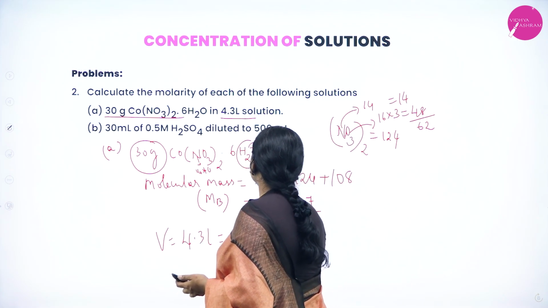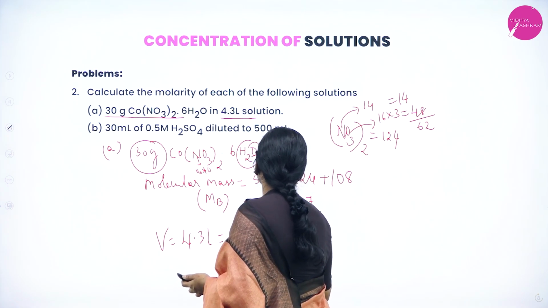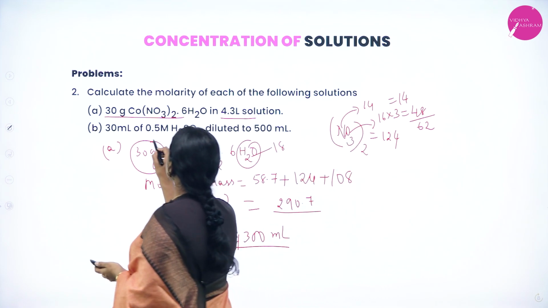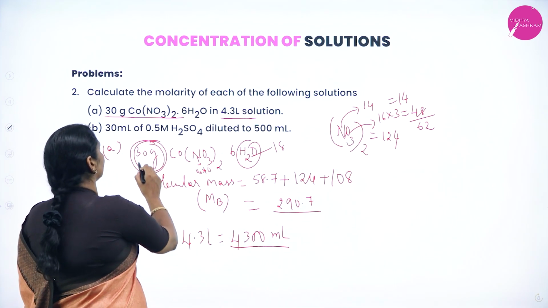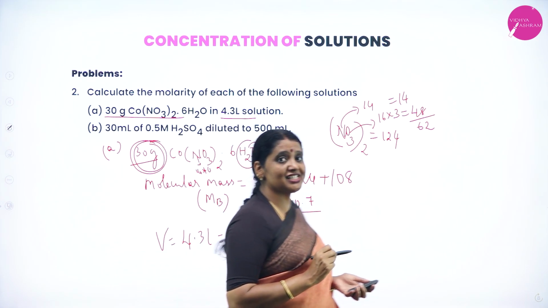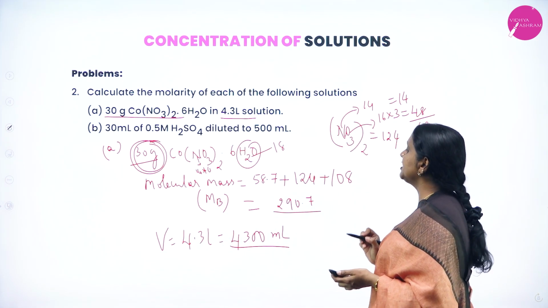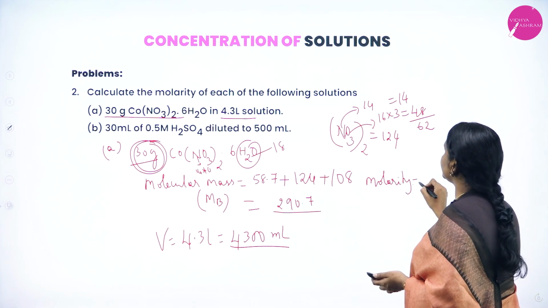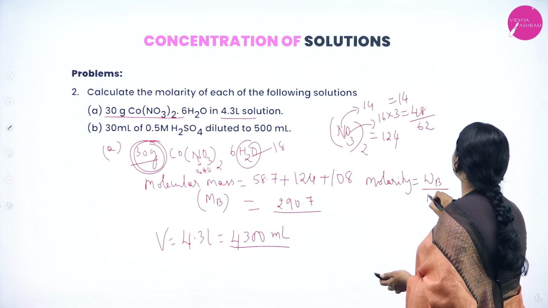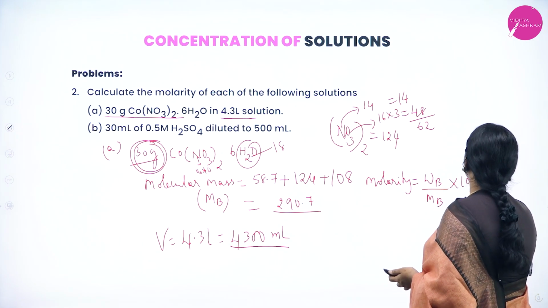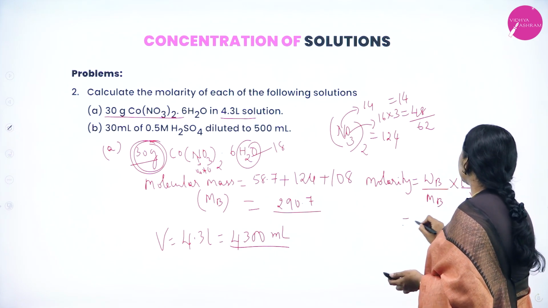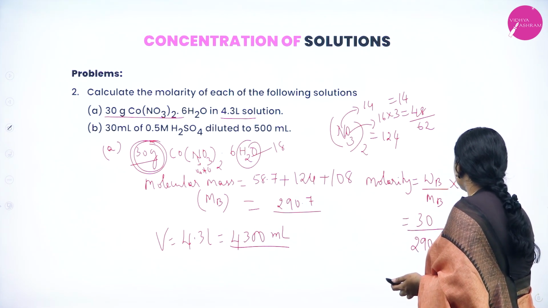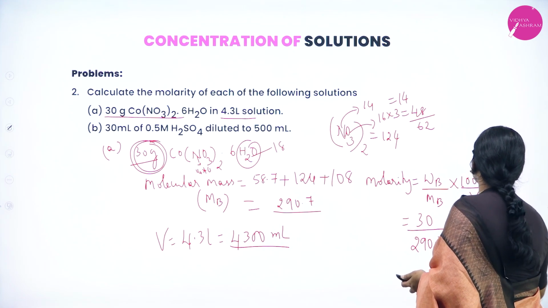We have to convert it into ml. It is 4300 ml. Therefore, what is the mass of cobalt nitrate hexahydrate? 30 gram. What is its molecular mass? 290.7. What's the formula for molarity? Molarity is equal to WB divided by MB into 1000 divided by V. WB is 30, MB is 290.7.